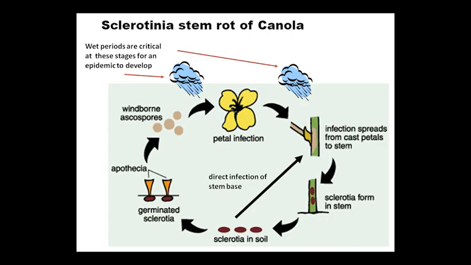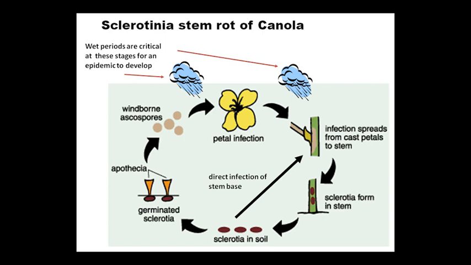The way sclerotinia works is you have sclerotia, which are the way the pathogen survives in the soil. These sclerotia in the soil germinate and produce these little mushrooms which throw out spores. The spores land on the petals, infect the petals, and then when the petals get washed off with rain, they land in the leaf axil and cause the stem rot.